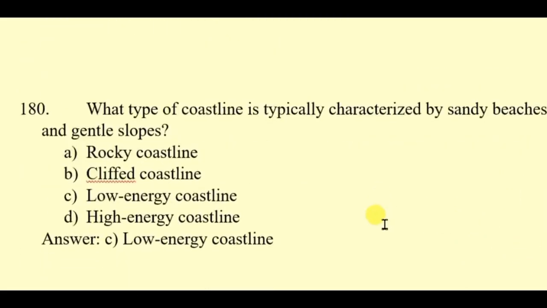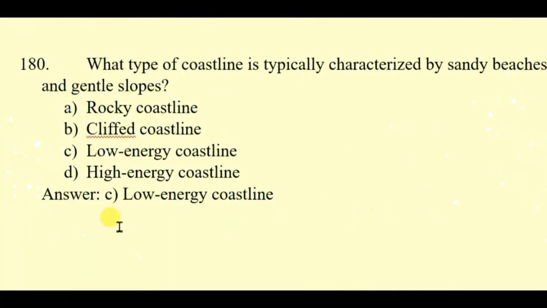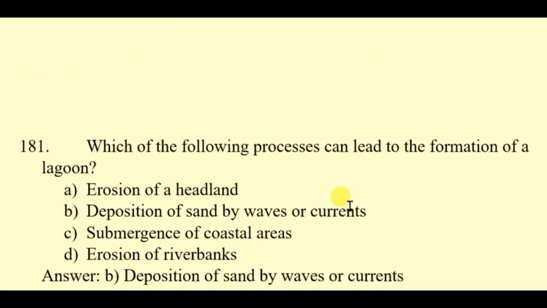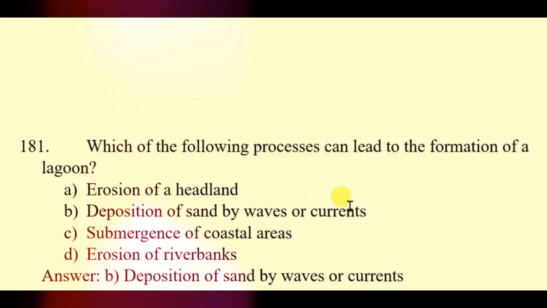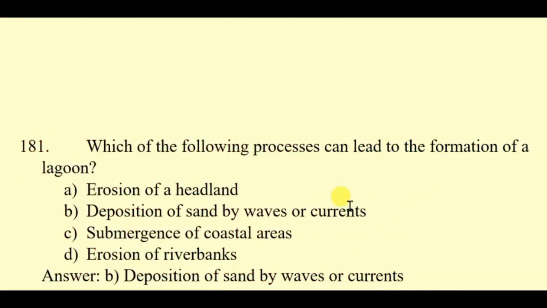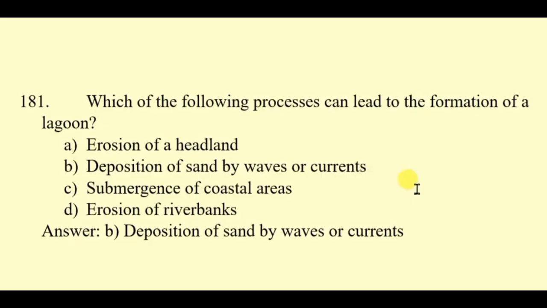Question 180. What type of coastline is typically characterized by sandy beaches and gentle slopes? Rocky coastline, cliffed coastline, low energy coastline, high energy coastline. Here the right answer will be low energy coastline, because a gentle slope is mentioned. Question 181. Which of the following processes can lead to the formation of a lagoon? Erosion of a headland, deposition of sand by waves or currents, submergence of coastal areas, erosion of river banks. The right answer will be deposition of sand by waves and currents.